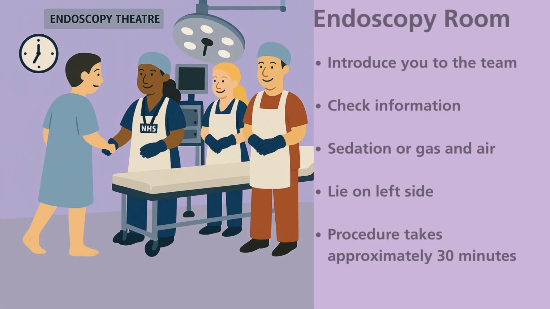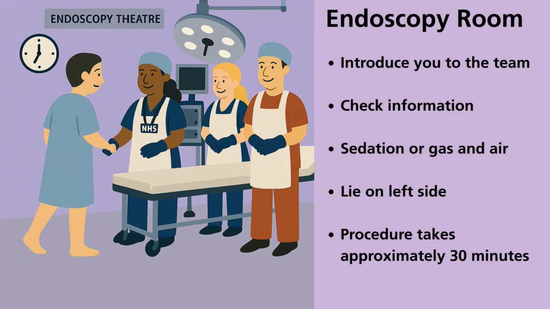A member of the nursing team will collect you from the waiting area and will take you to the endoscopy theatre. They will complete a safety check, which means that they will again ask you to confirm your name, date of birth, and the first line of your address. This is to ensure that we have the right patient for the right procedure.